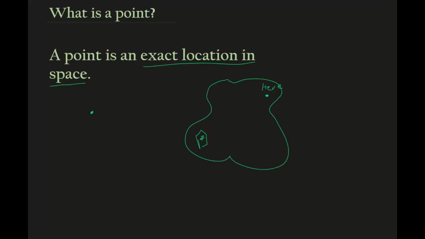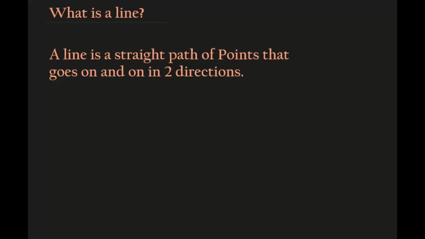Now, what is a line? A line is a straight path of points that goes on and on in two directions. So you guys might be thinking, a line is just this. Well, that's true, but not completely true. So a line is a straight path, which this is, of points that goes on and on in two directions.